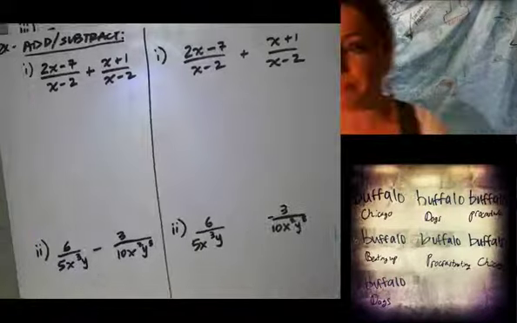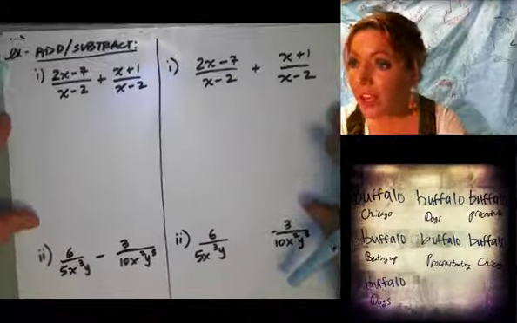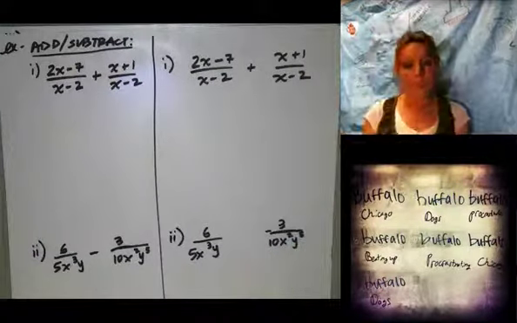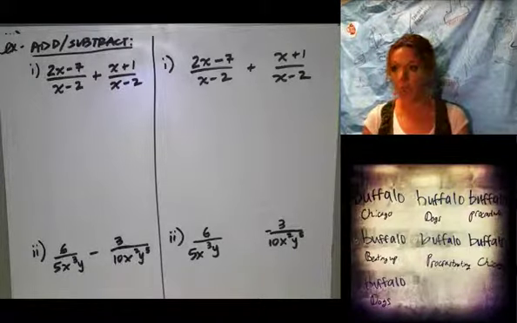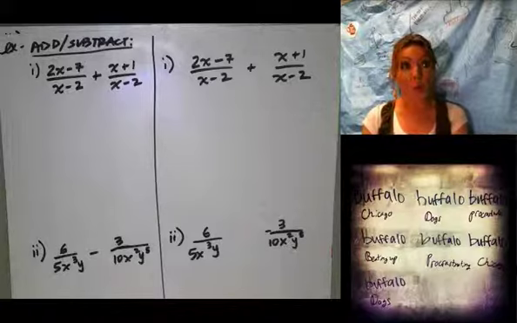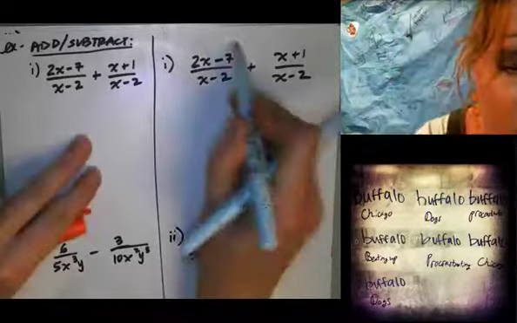Like this. Okay. So this first one, (2x - 7)/(x - 2) plus (x + 1)/(x - 2). Do they have the same denominator? So what do we do with them? We add them together. And, again, we only add the numerators.